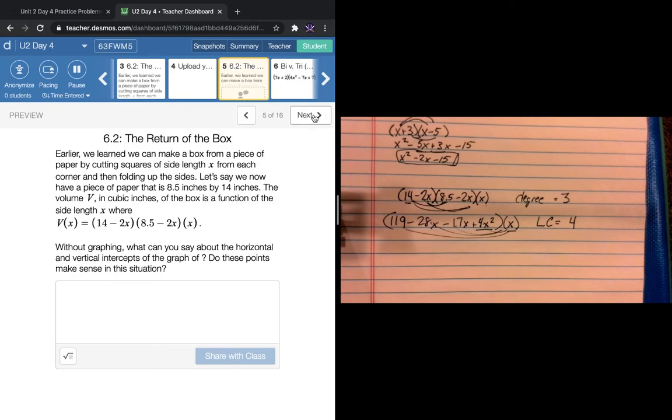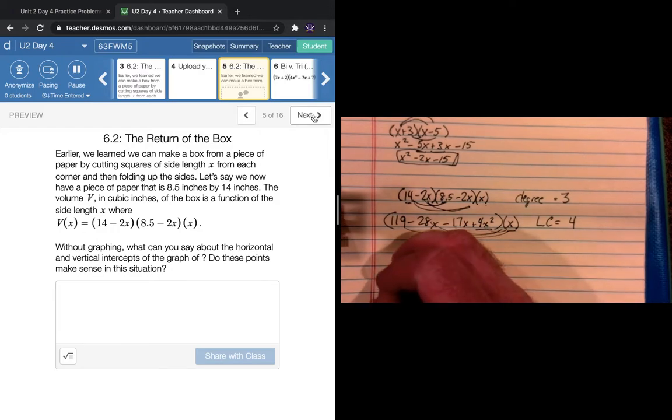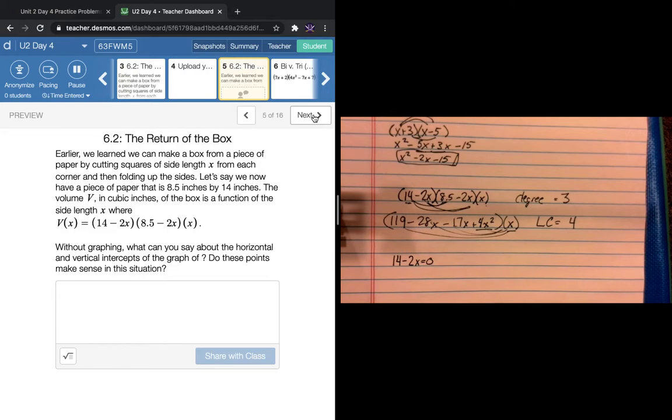So, without graphing, what can you say about the horizontal and vertical intercepts of this graph? Do these points make sense in this situation? We know that the horizontal intercepts, my x-intercepts, are what make this 0. So we'd be saying, 14 minus 2x equals 0. How do I do that?